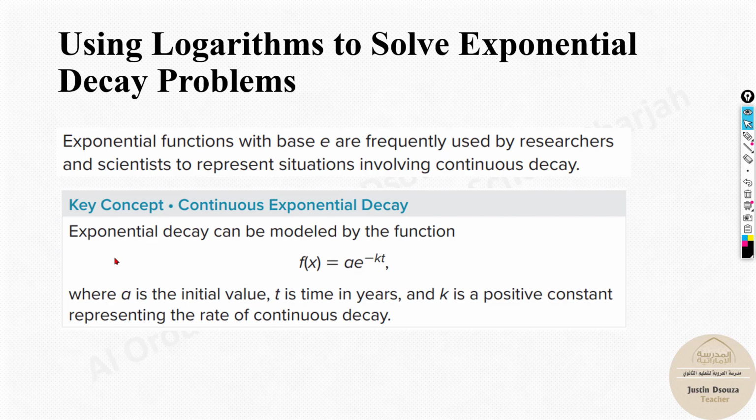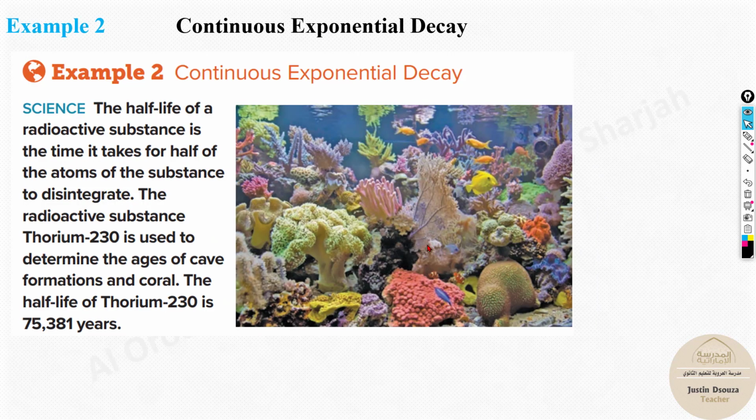Now we will see it's the same thing that was done at the beginning, but only the minus sign. We will see it now. Here, the half-life of a radioactive substance A is the time it takes for half of the atoms of the substance to disintegrate. The radioactive substance thorium-230 is used to determine the ages of cave formations and coral. The half-life of thorium-230 is 75,381.